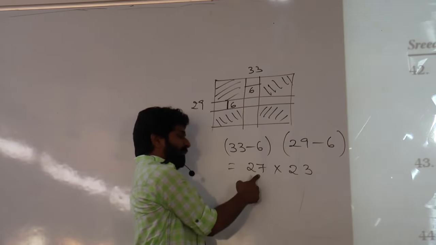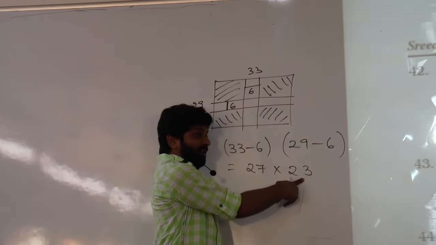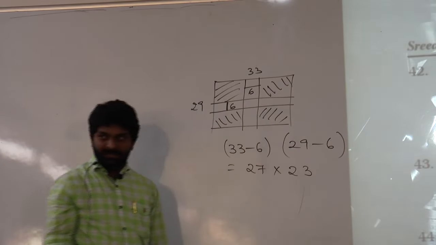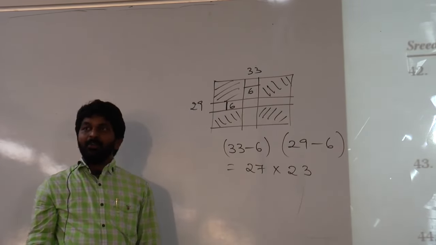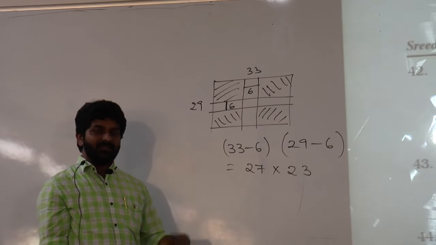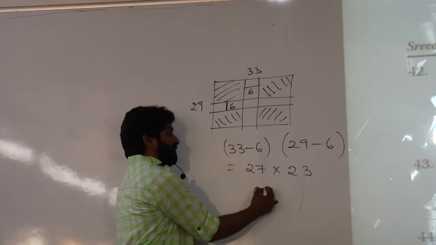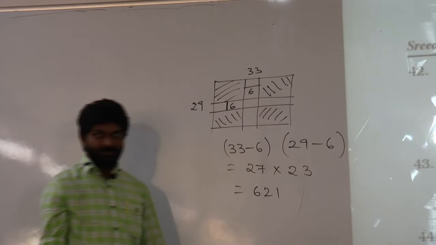You can treat 27 as 25 plus 2, and 23 as 25 minus 2. (a plus b) into (a minus b), right? a square minus b square. 25 square minus 2 square. 625 minus 4. 621. This is your answer.